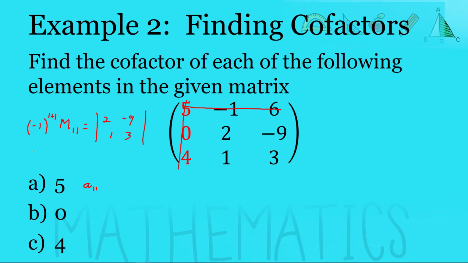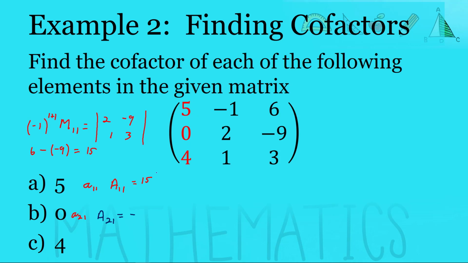and that is going to give us 2 times 3 is 6, minus 1 times -9 is -9, and that will give us positive 15. So the cofactor of 5, and we will call that A11, is equal to 15. Okay, well, what about 0?